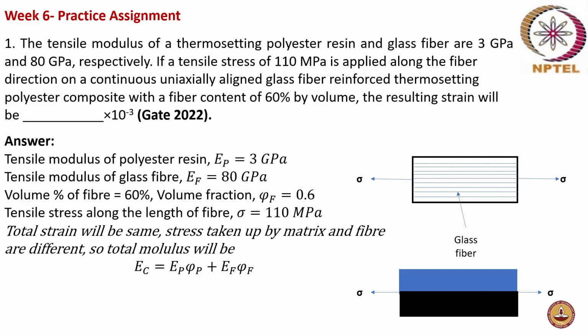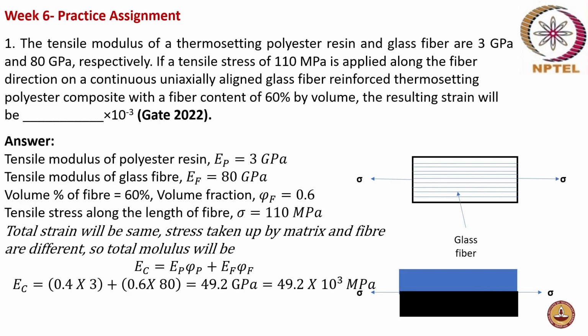It's actually 49.2 gigapascal: 0.4 into 3 plus 0.6 into 80, because the fiber has the higher modulus. That is the ultimate purpose of the reinforcement, so that the fiber can take up more load and help in giving some mechanical strength to the material. Now can we find the strain in the material? We know the total stress is 110 megapascal, and the total modulus of the composite is 49.2 into 10 power 3 megapascal. So can we find the strain in the material?